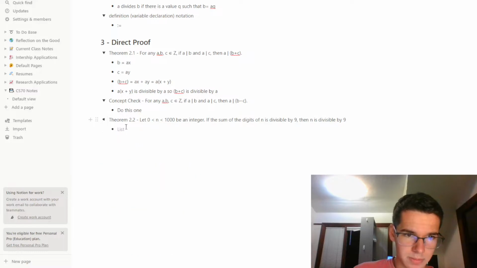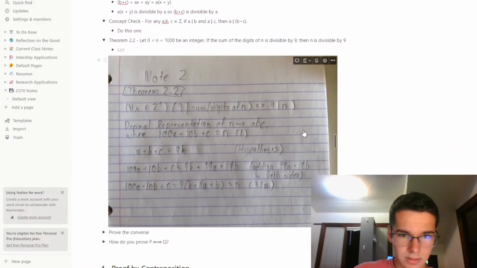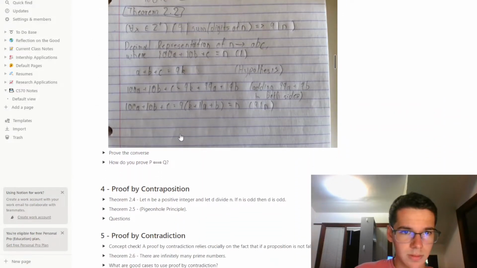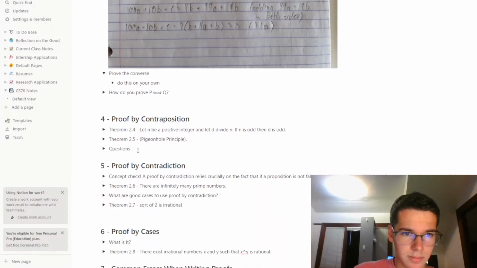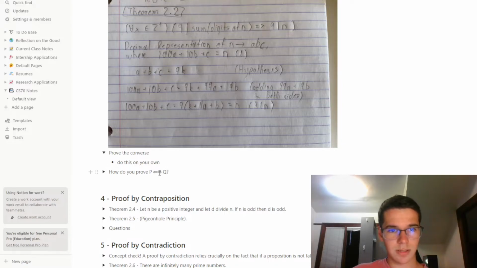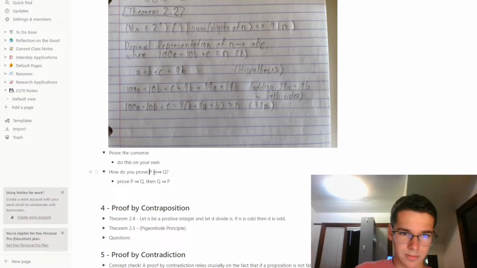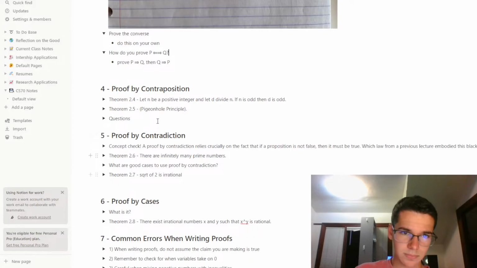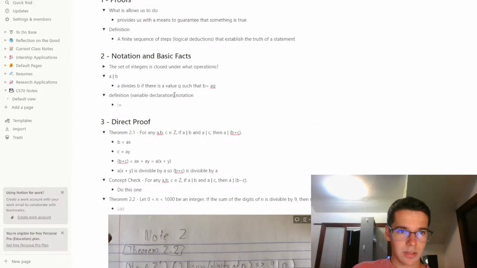This is from direct proof. I'm just kind of, yeah, this is the work that I did. Something we didn't go over: if we prove the converse, and it turns out that if P implies Q and Q implies P, then we have proved this statement right here. Okay, and then that was for direct proof.